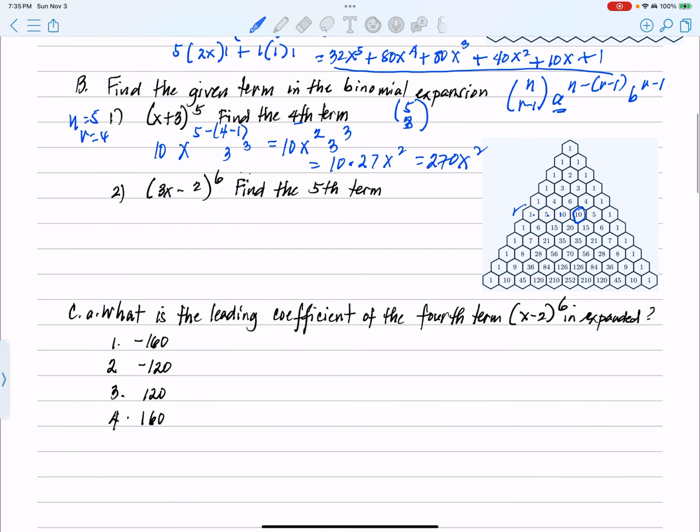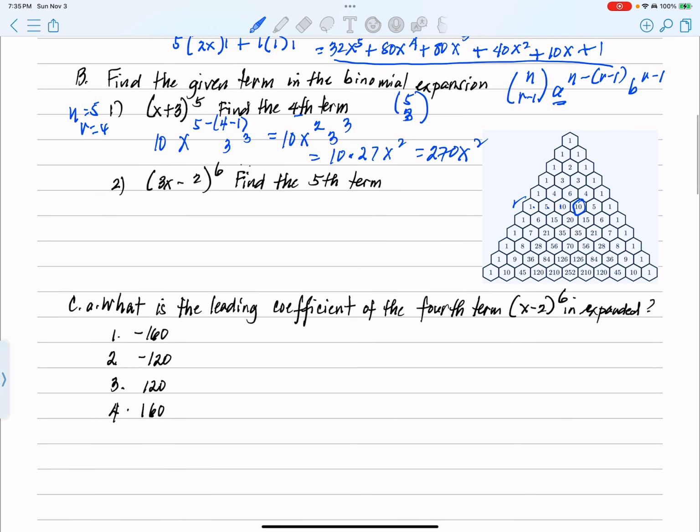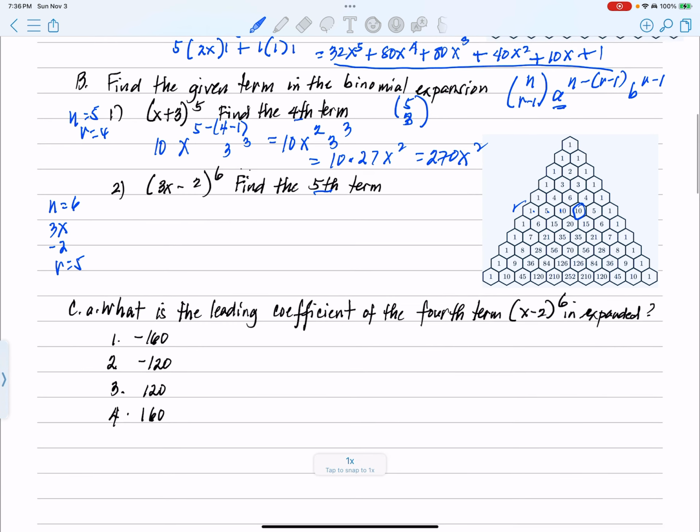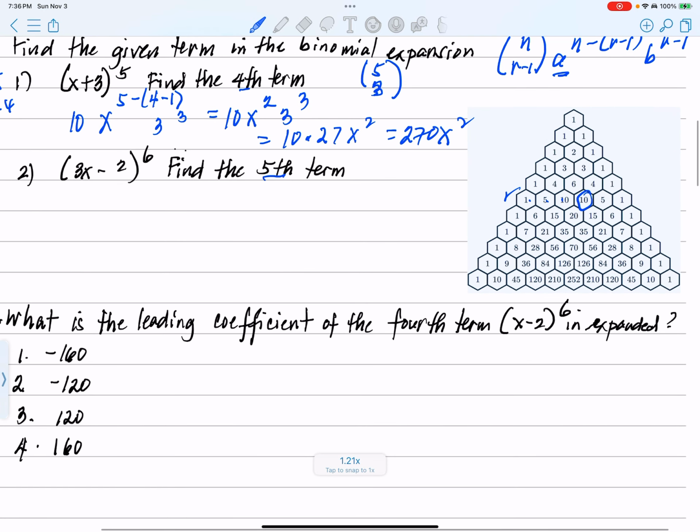All right, let's do this. N is 6. First term is 3x. Second term is negative 2. Okay, let's look for the fifth term. So R is 5. So let's look for the fifth term in the Pascal, sixth row. 1, 2, 3, 4, 5. Right here. So that would be 15.